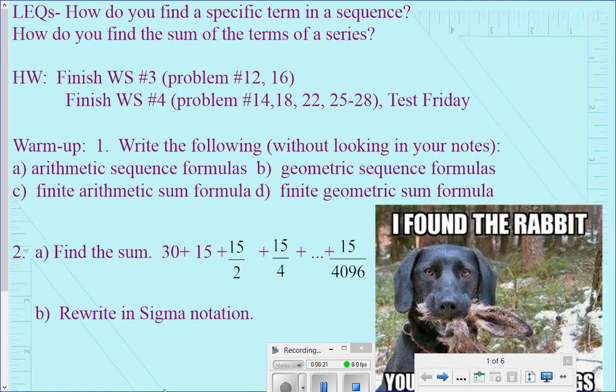Okay, so first, just making sure you remember the formulas. First, the arithmetic. We have recursive and explicit. Next, geometric. Again, we have recursive and explicit.